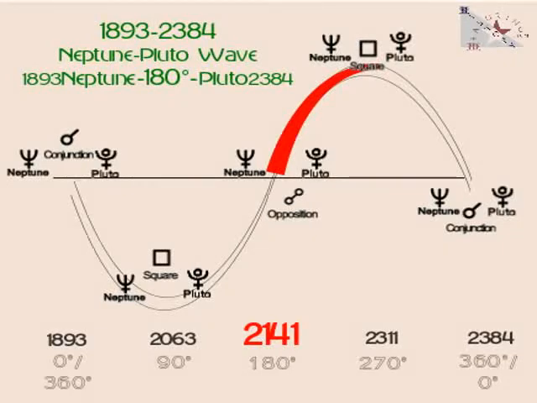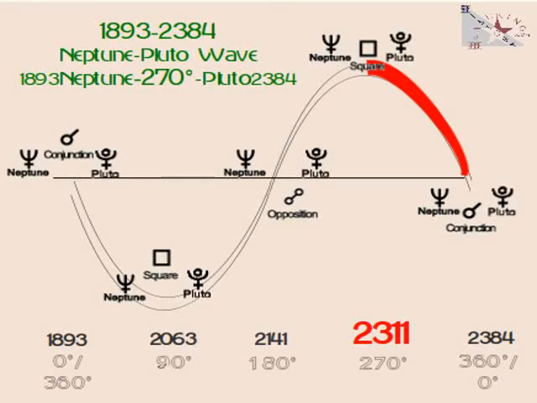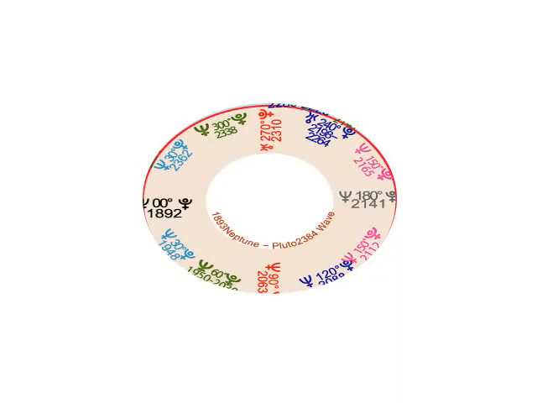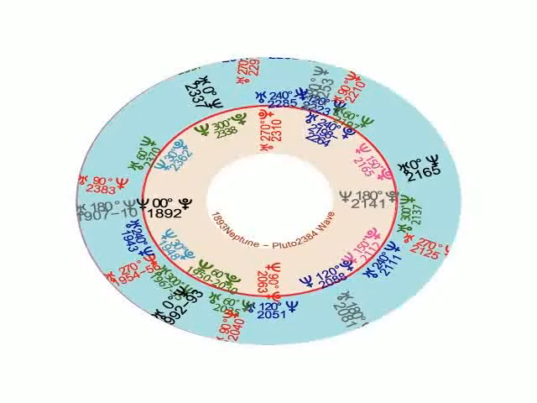tool for measuring history. And what you'll see, first of all, we'll have the current Neptune-Pluto wave, which began in 1893 and ends in 2384. Therefore, we call it 1893 Neptune-Pluto 2384. Not too hard to figure out.